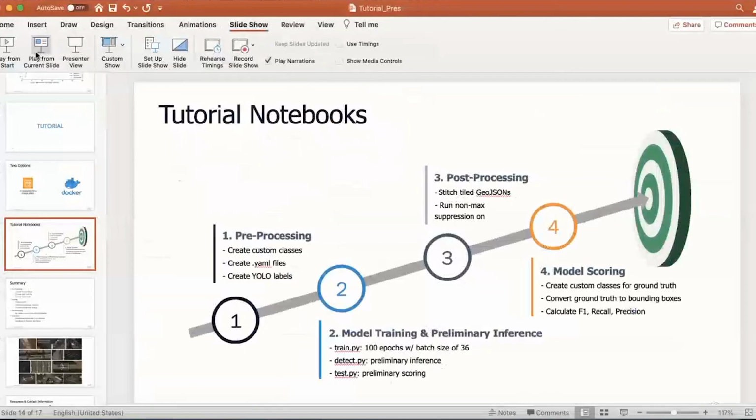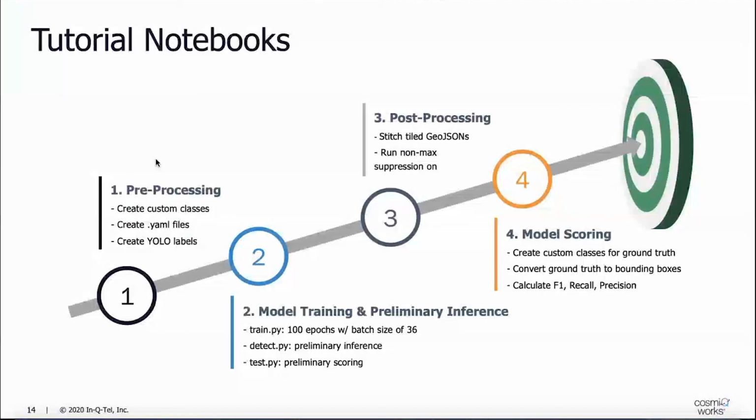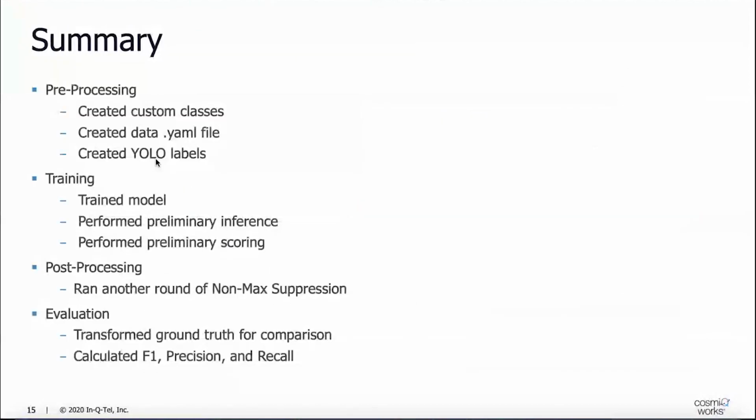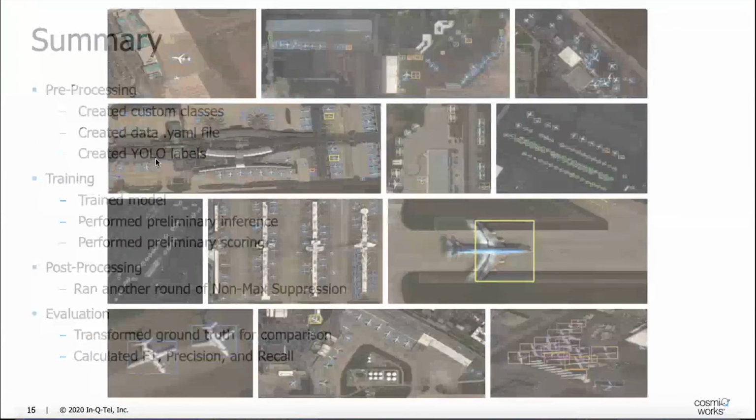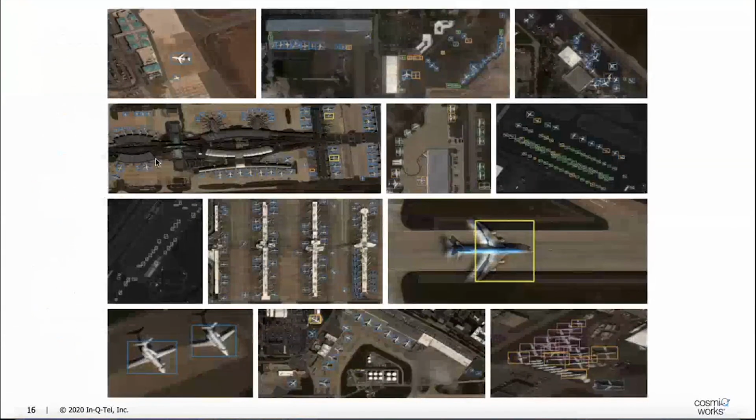And so in summary, what we've done here is we've pre-processed the images. We created our custom classes. We created those YAML files, and we created those YOLO labels. Then we trained our model after telling it where everything was. We performed preliminary inference and scoring. And then we ran another round of non-max suppression, transformed the ground truth for comparison, and then calculated our F1, our precision, and our recall. And here are some of our outputs across different airfields.